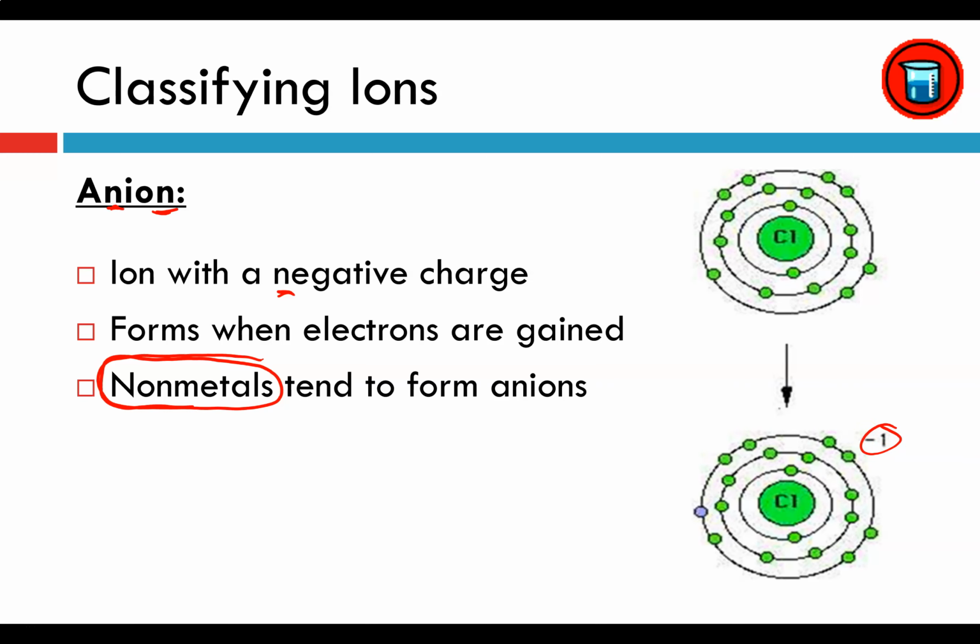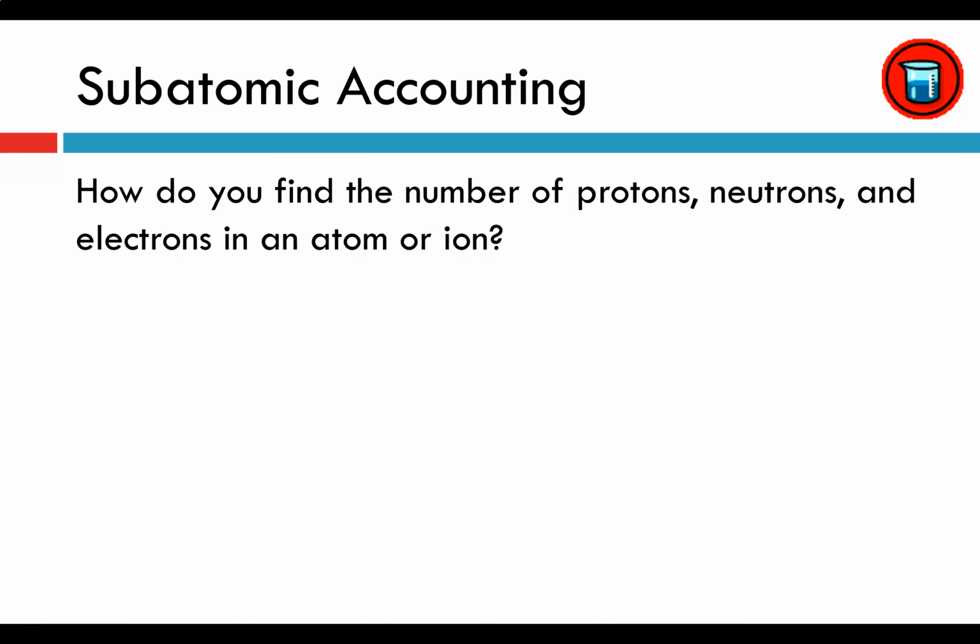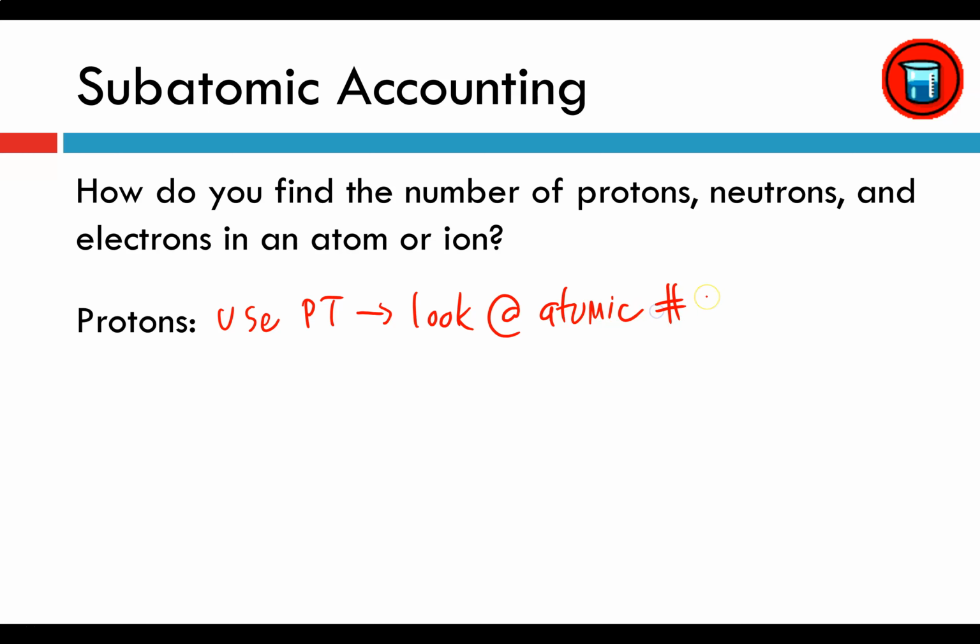Okay, so really what we need to do is figure out how many protons, neutrons, and electrons are present in atoms and ions. So before we do practice problems, let's talk a little bit about how we can find those numbers. Protons, it's a no-brainer. Use the periodic table. No thinking involved. Find the element on the periodic table. It even tells you, in the key on the periodic table, which one is the atomic number. It's always a whole number.